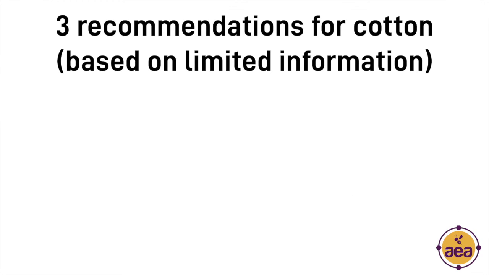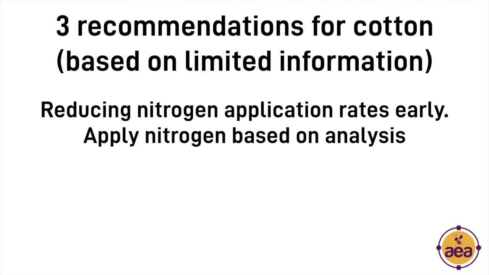So with a cotton plant, I would expect the approach that we would take would probably include three things. This is just based on the limited information that we have at this point. One is we would recommend reducing the nitrogen application rates early, assuming, of course, that we have the capacity to apply later during the growing season. And let's wait to actually apply nitrogen based on the sap analysis data and based on what the plants actually tell us that they're requiring, so that we're not over applying nitrogen.